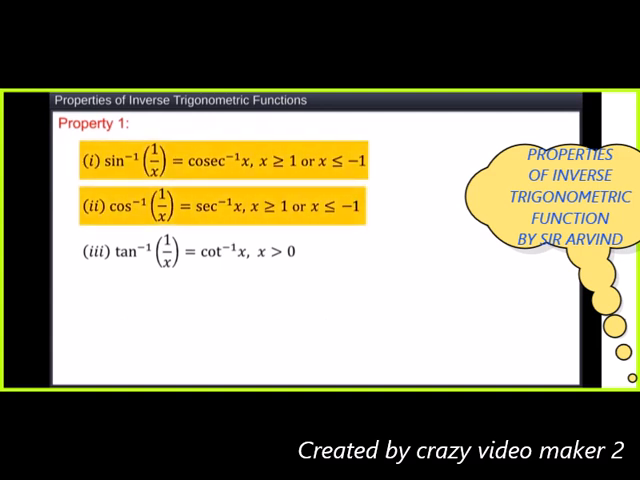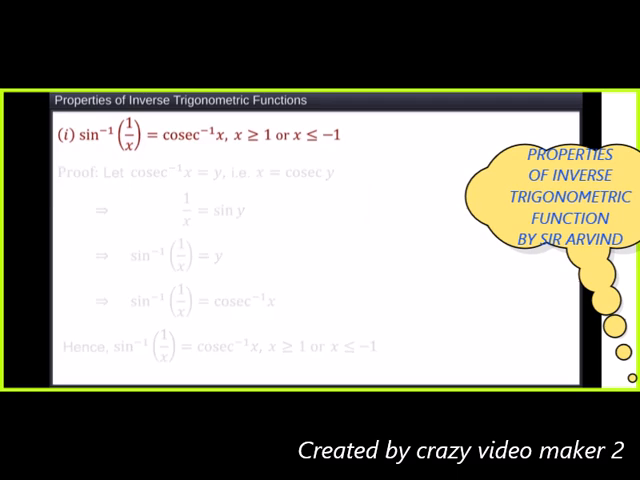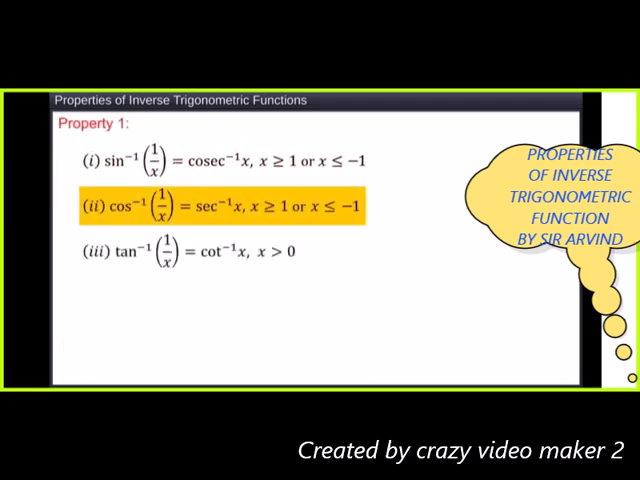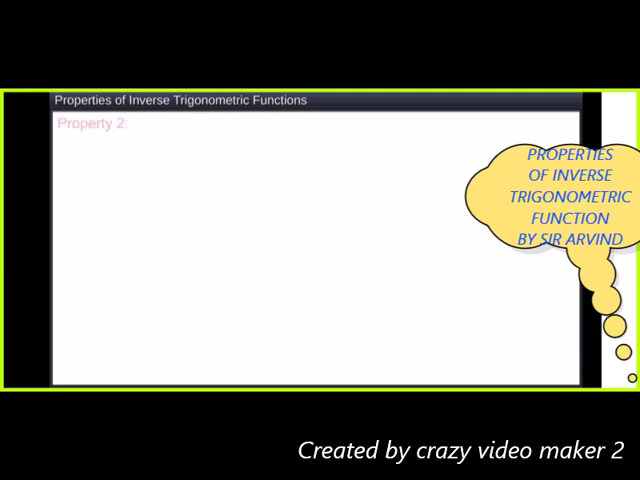And similarly we can prove all these three properties, like sine inverse 1 upon x, with just the difference between sine and tan. Similarly, cos inverse 1 upon x is equal to sec inverse x. So it's very easy for us to prove it. Let us discuss the second property.